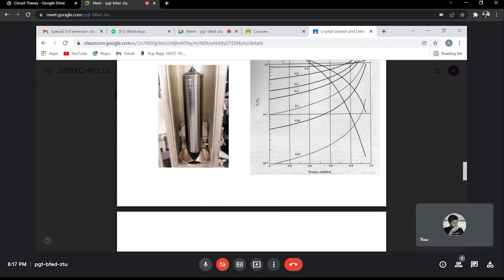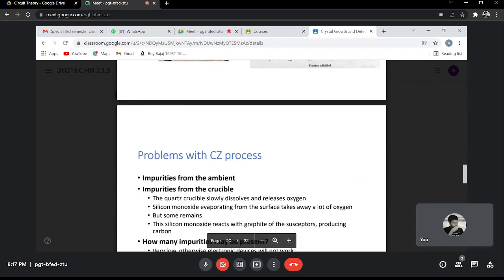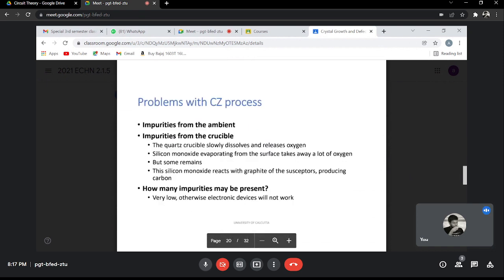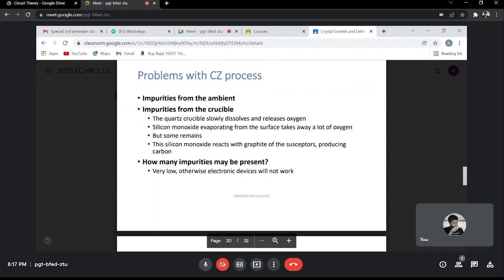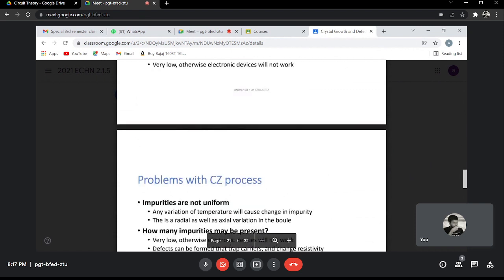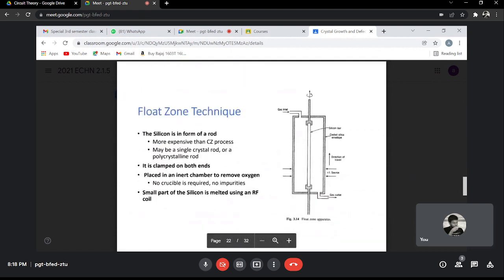This is just engineering. Now, obviously, then there's a problem. Impurities from the ambient are there, impurities from the crucible. What kind of impurities is given out here? Impurities should not be there. Okay, because then devices will not work. So the next part of silicon manufacturing is how to get rid of impurities. For that, there is something called the float zone technique.